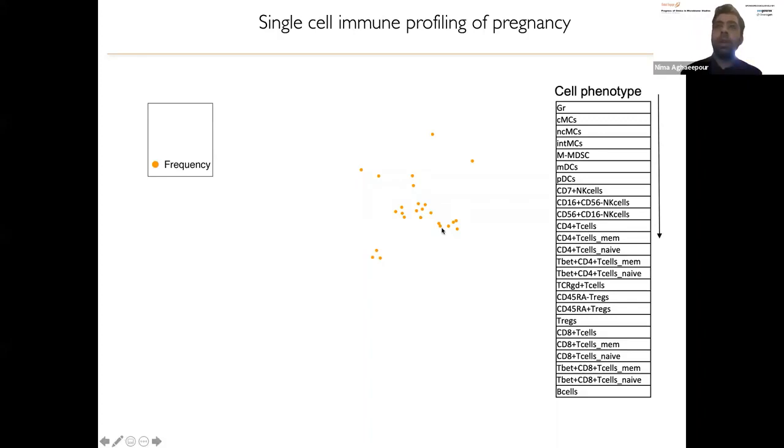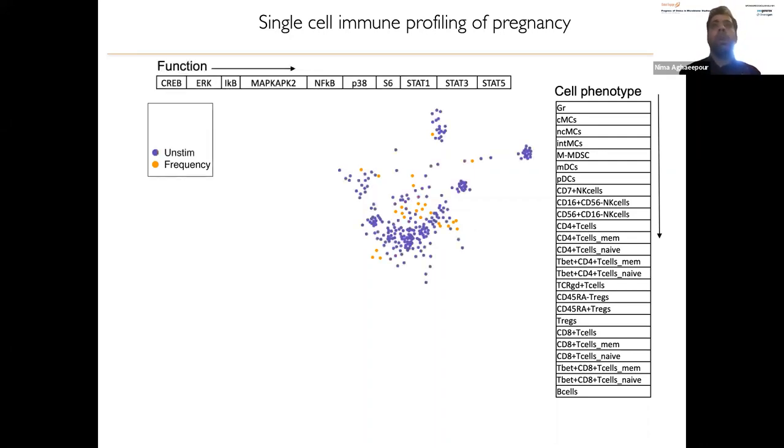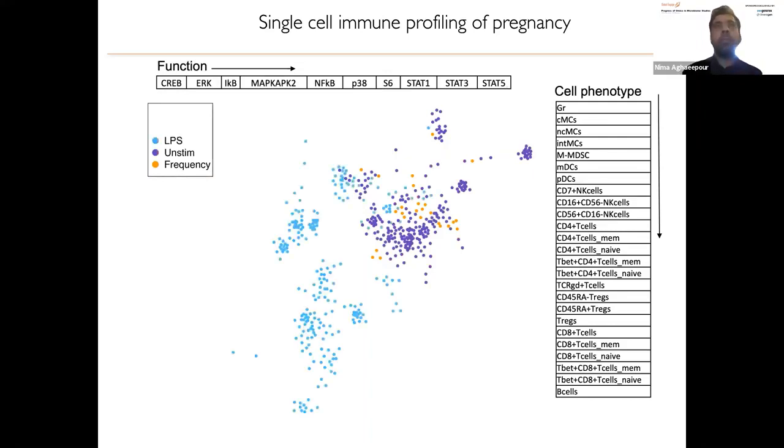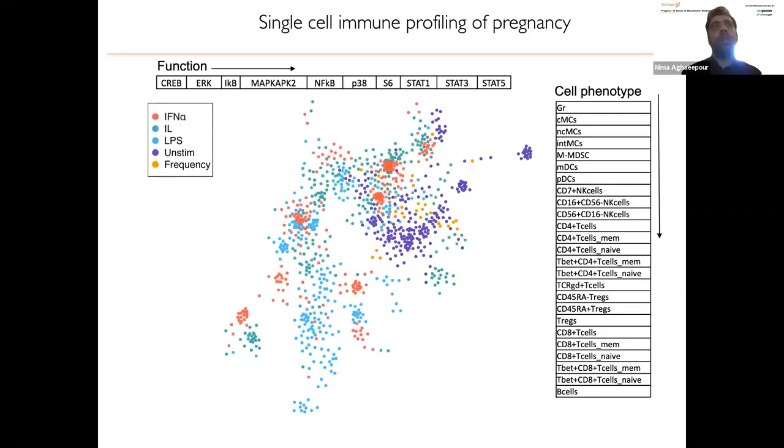Each dot represents one cell type, and two dots that are closer, or two cell types that are correlated, are correlated across all patients, all time points. But we can also measure various signaling markers in every individual cell. We can measure the same signaling markers in response to LPS, interleukin, interferon alpha, to see how the immune system can respond to various challenges. And that forms a complex correlation network that represents the immune system.